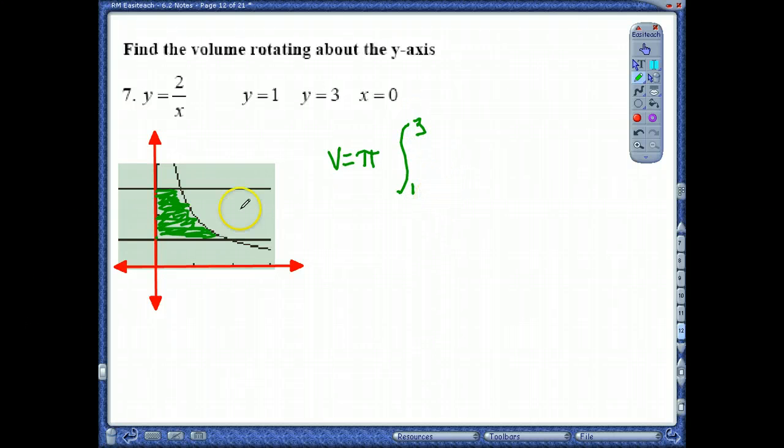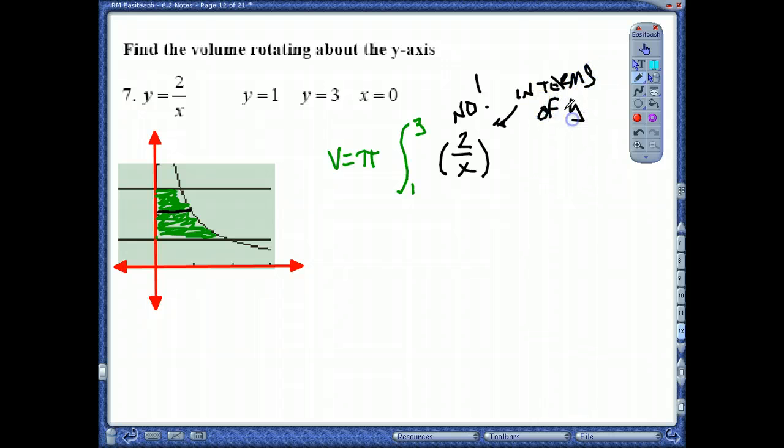When I go to do my radius, I know that radius is going to be from this function down. But when I go to write it in there, I can't write it as 2 over x. Okay? No. This needs to be in terms of y. It's all about the y-axis this time. So I literally have to take this equation and solve it for y.